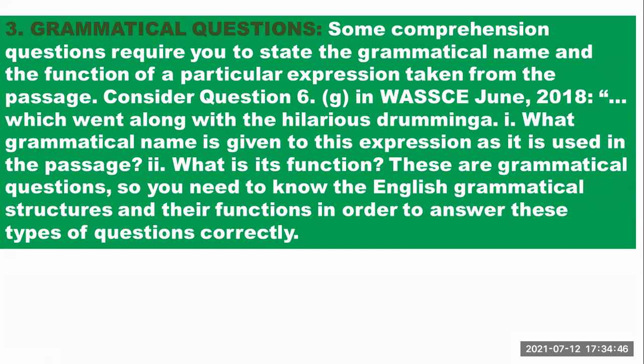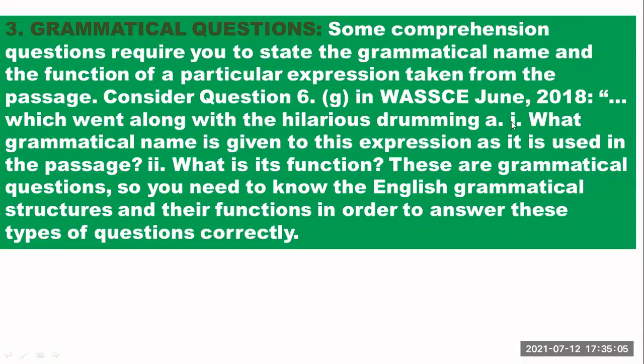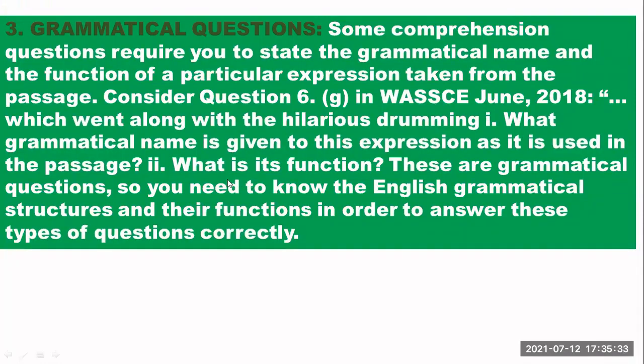So you can see. Now, question A, well, you can see that this actually is a kind of typo here. Let's correct it quickly, all right? Now, having corrected it, let's look at it again. So here, question A I, we have what grammatical name is given to this expression? Well, this is not actually A, this is a typo, so let's cancel the A. So you have question I, all right? Question I is what grammatical name is given to this expression as it is used in the passage? II, what is its function? You see? Now, these are grammatical questions. You need to know the English grammatical structures and their functions in order to answer these types of questions correctly.